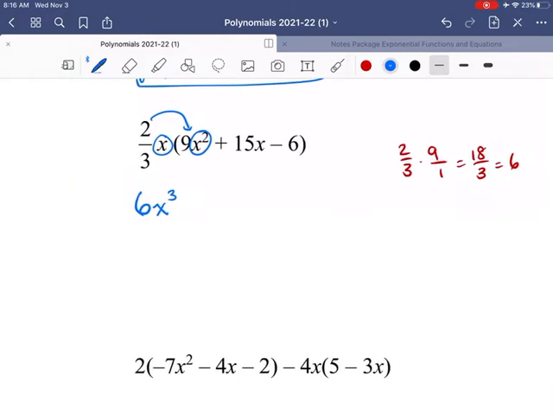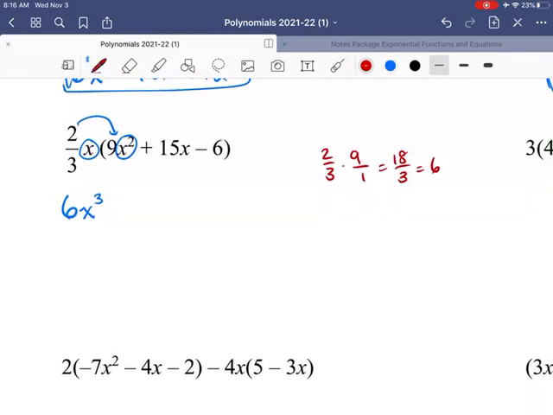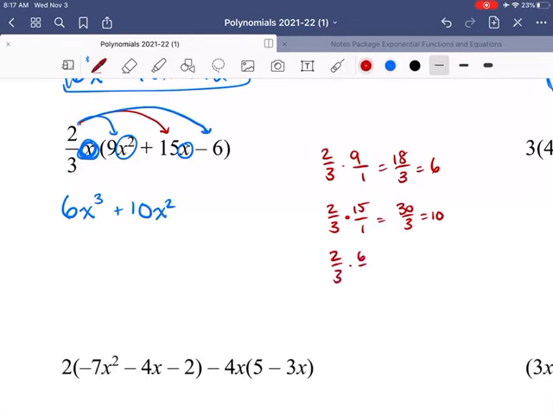Okay, 2/3 multiplied by 15. That's what we're doing here. So multiplied by 15 over 1 is 30 over 3, which simplifies to 10. So this becomes plus 10. And then the x and the x multiply to give me x squared. And lastly, 2/3 multiplied by 6 is 12 over 3, which reduces to 4. So then I get minus 4x.